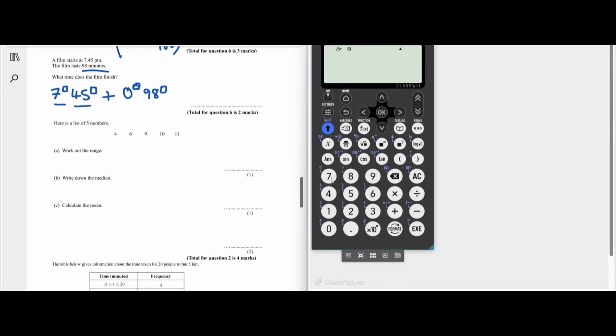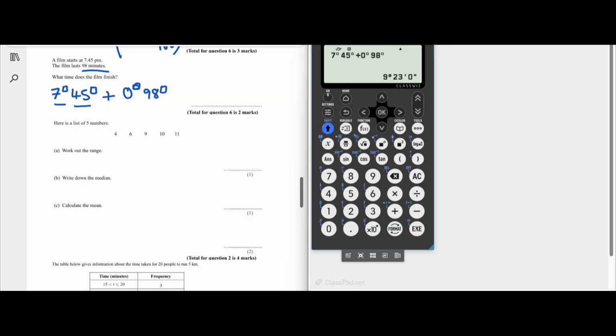So here we go. So 7, the time button is above the plus button, so I have to press shift. 7 hours and 45, and then I have to press shift and the time button again. So you have to do it after every unit of time, and you keep the time formats the same. So plus. Now, because it's just in minutes, I have to put 0, shift, time button, 0 hours, 98 minutes. So shift, time button again. Okay, and then I press enter.